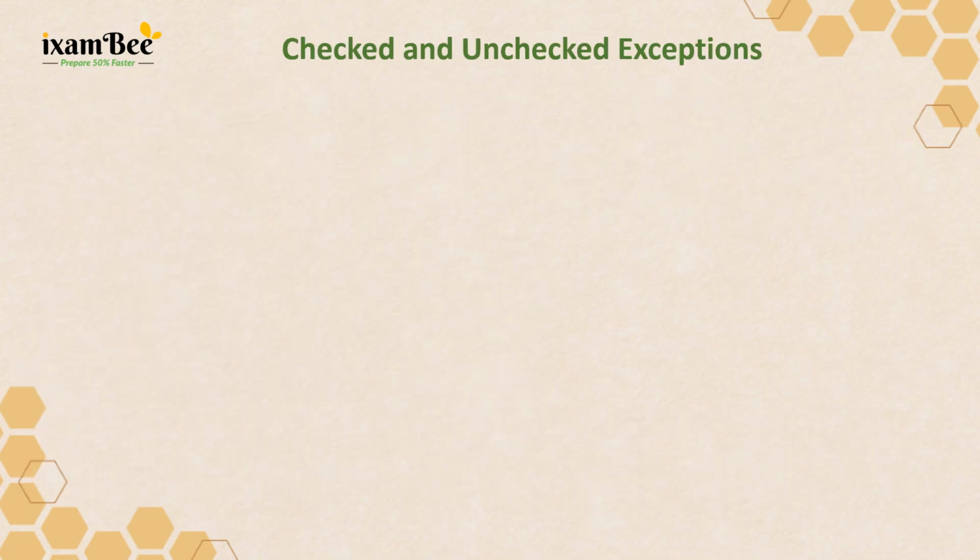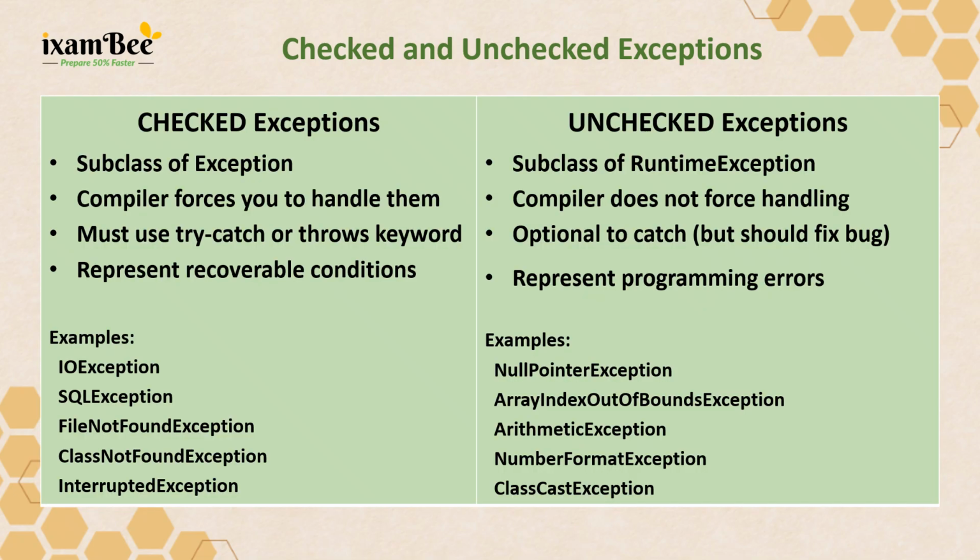There are two kinds of exceptions in Java, the checked and the unchecked exceptions. The checked exceptions are subclass of the exception class. The compiler forces you to handle them. You must use try-catch or throw keyword to handle checked exceptions. These represent recoverable conditions. Examples of checked exceptions include IO exception, SQL exception, file not found exception, class not found exception, and interrupted exception.